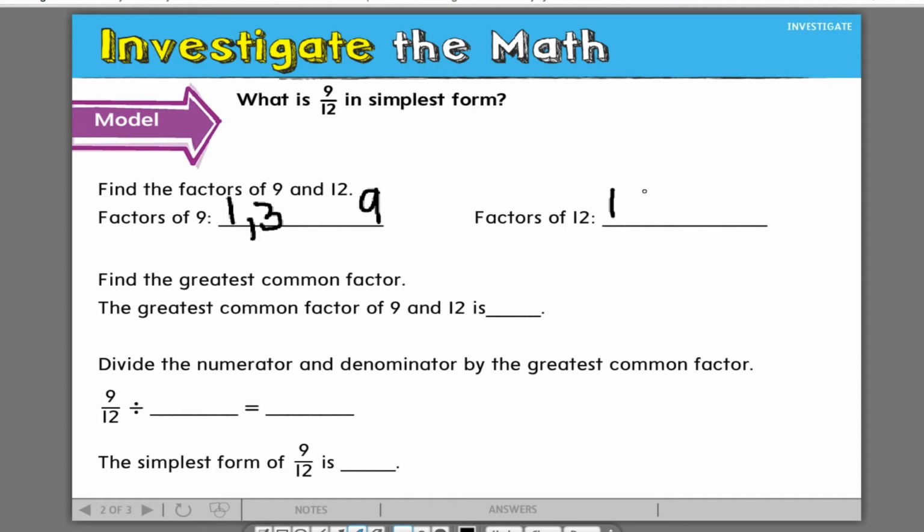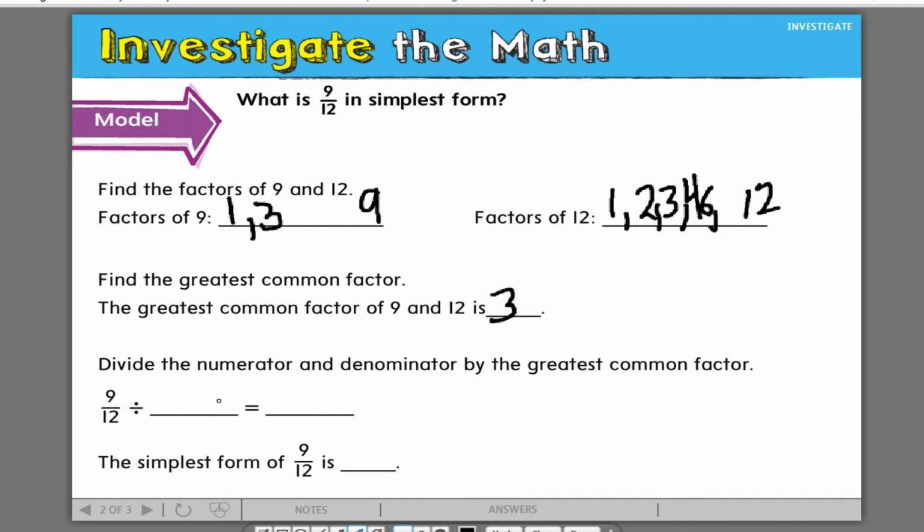For 12, we have 1 and 12. We have 2 and 6. And we also have 3 and 4. The biggest number that goes into both 9 and 12 is what we call the greatest common factor. In this case, the biggest number that's in both of these is 3.